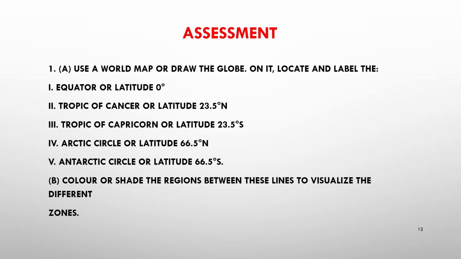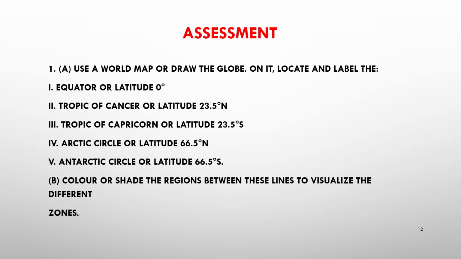So, using a world map or drawing the globe, locate and label the following: the equator or latitude 0 degrees. So you draw a horizontal line around the middle of your globe or map. This is a reference point from which all other latitudes are measured.